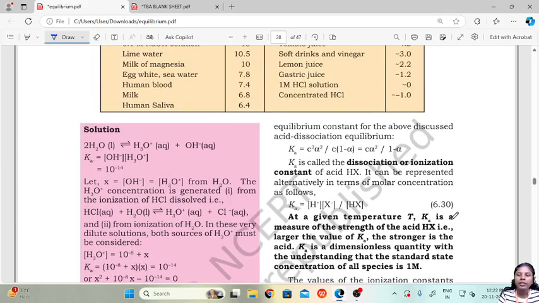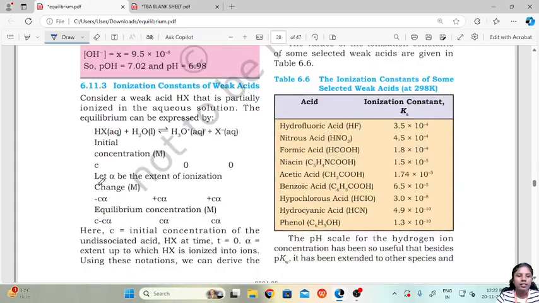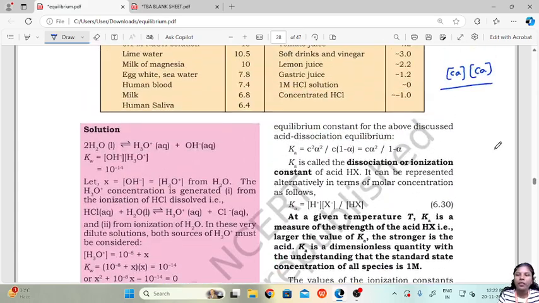Okay, so how do we write it? We write the concentration of products, that is C alpha into C alpha, upon the concentration of the reactants, that is given by C minus C alpha. If I take C common here, I can write this as C into 1 minus alpha. Okay, so that is how we are getting this C into 1 minus alpha over here.